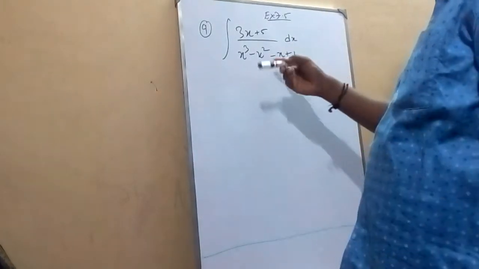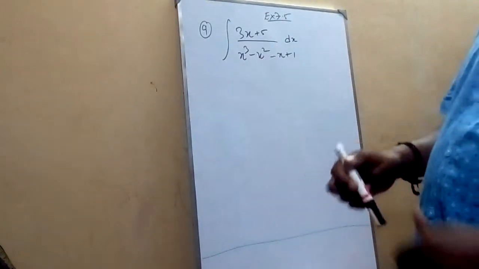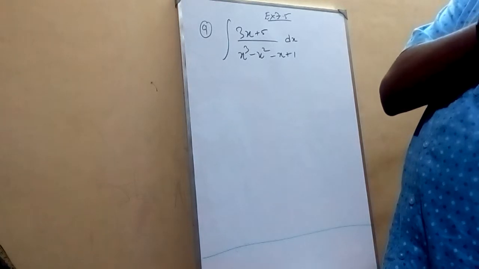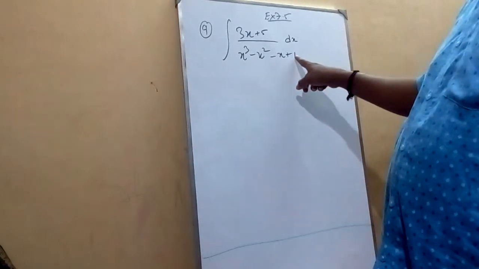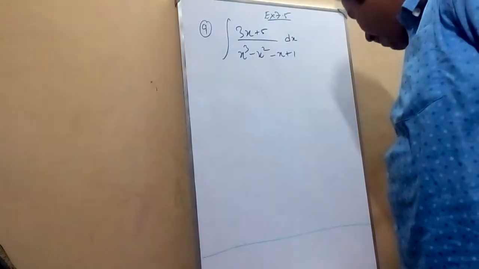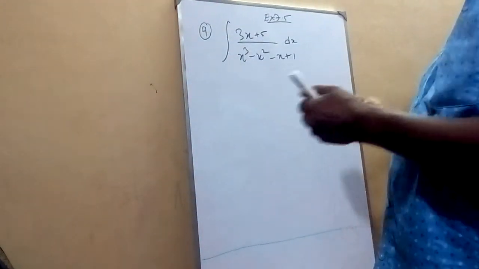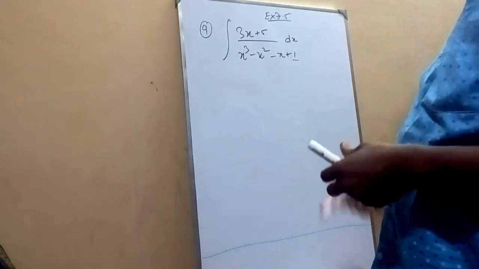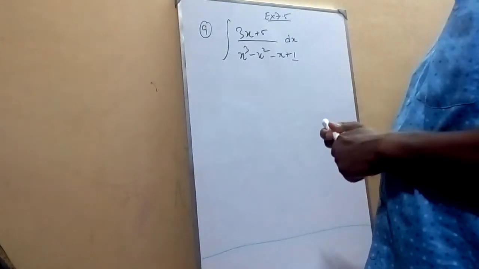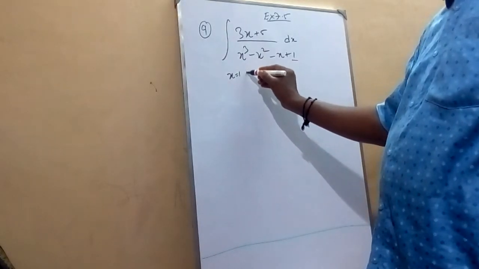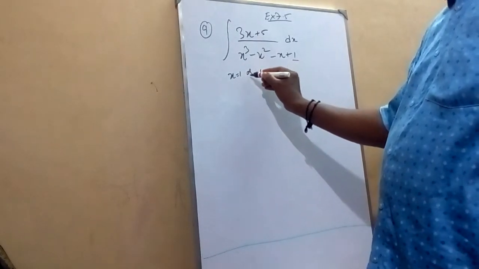3x plus 5 is there and this value is there, but it is a cubic equation. Getting the root of a cubic equation is a little difficult, but I can tell you one thing. If it is plus 1, you have to see the last digit. Here it is plus 1. So plus 1 means either the root will be plus 1 or minus 1. So let us put x is equal to 1.